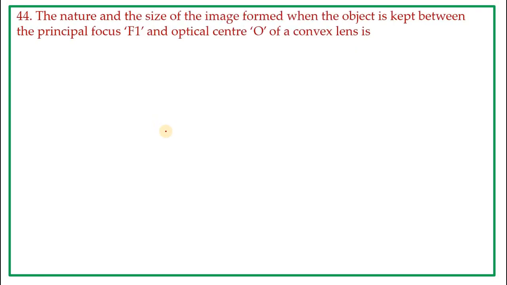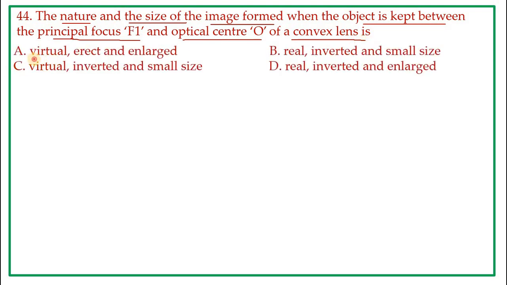Next, let us see another problem. The nature and the size of the image formed when the object is kept between the principal focus F1 and optical center O of a convex lens is. Options are: virtual, erect and enlarged; real, inverted, small size; virtual, inverted and small size; real, inverted and enlarged.